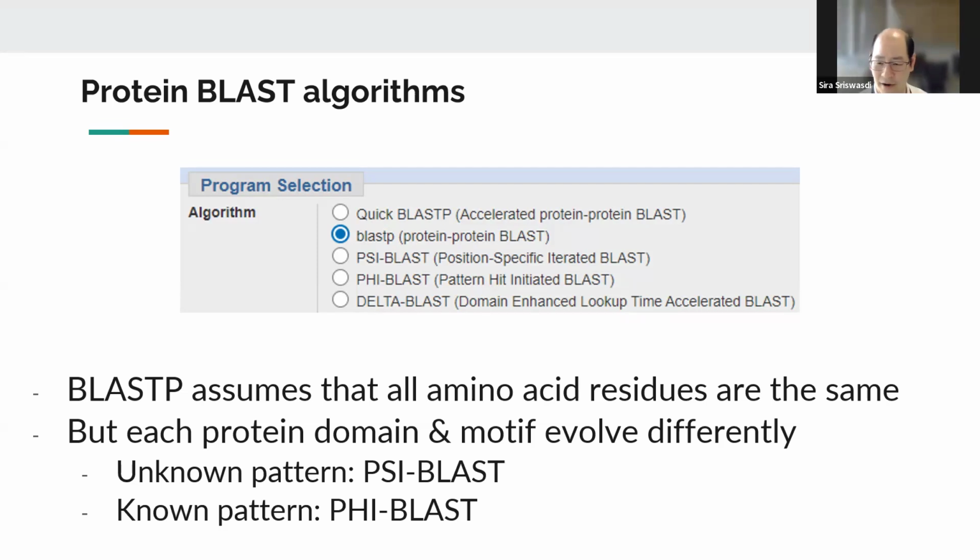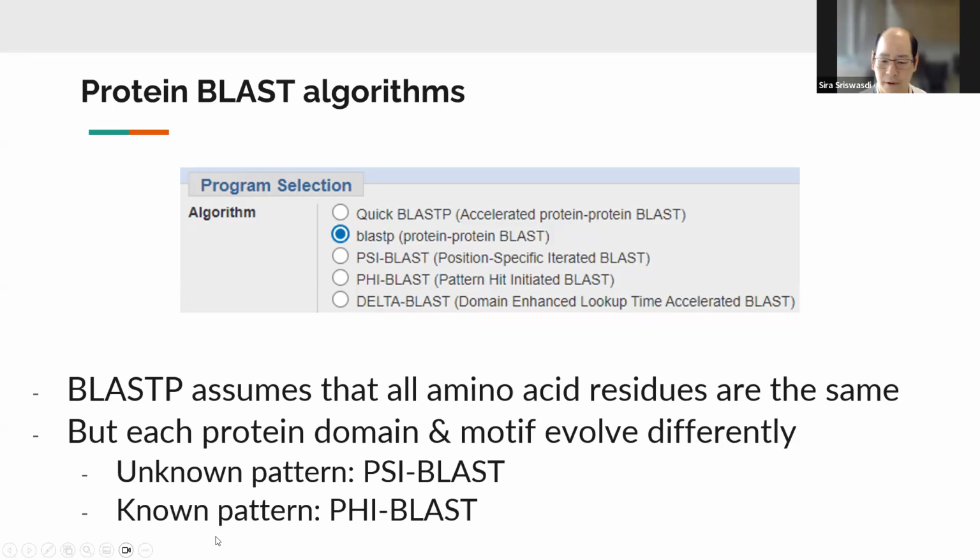But given your knowledge of protein structure and biochemistry, you know that proteins have domains with specific function, like DNA binding domains, enzymatic domains, and different structure. So we know that not all amino acid positions evolve at the same rate or the same pattern. How do we take this into account when we search for similar protein?